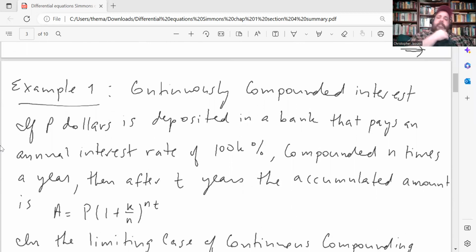All right, the first example he gives is continuously compounded interest. So if $P is deposited in a bank account that pays an annual interest rate of 100k% compounded n times a year, then after t years, the accumulated amount is A = P(1 + k/n)^(nt). That's called the compound interest formula, which you probably remember from your algebra or pre-calculus course, maybe in high school.